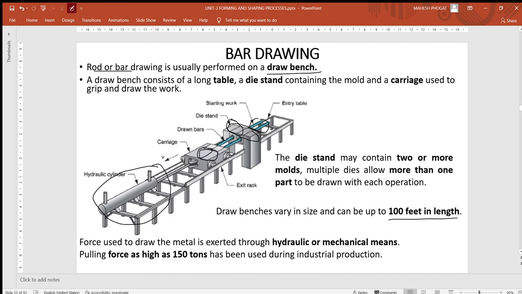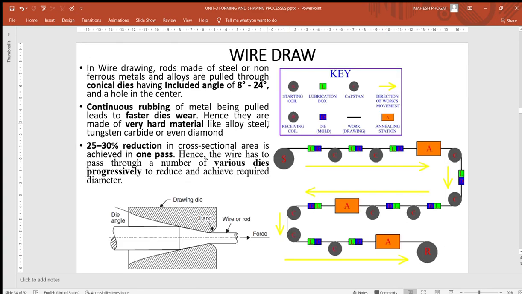The force which is required to pull the carriage assembly can be provided with the help of a hydraulic cylinder, or you can have a mechanical setup where chain pulling is done. The pulling force can be as high as 150 tons for industrial purposes.